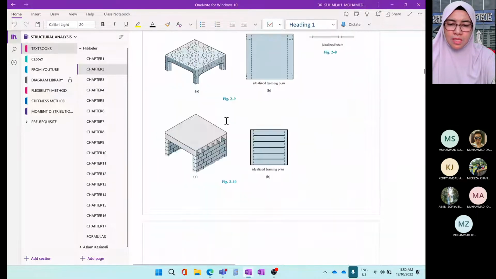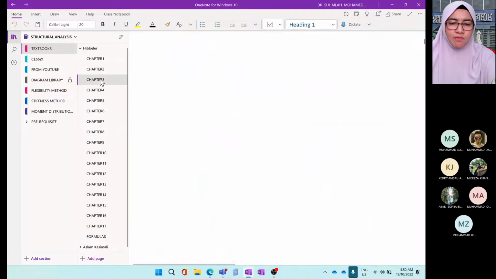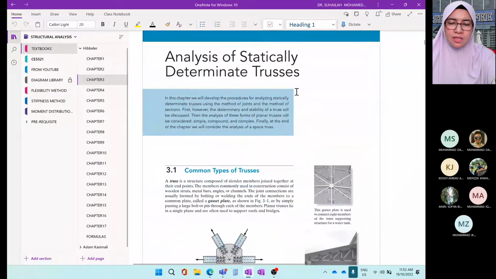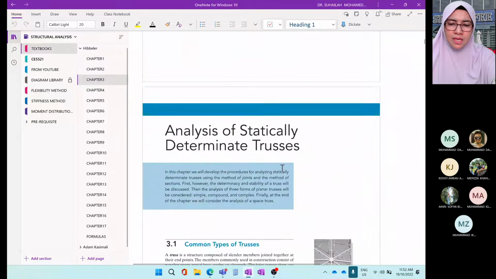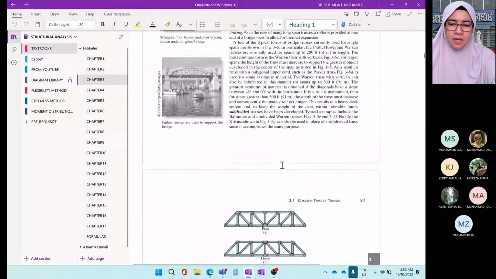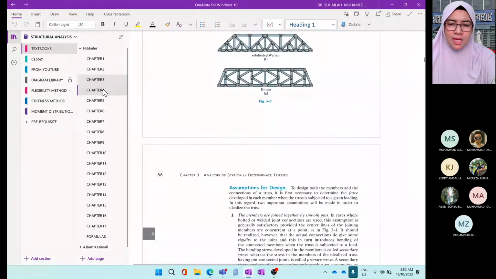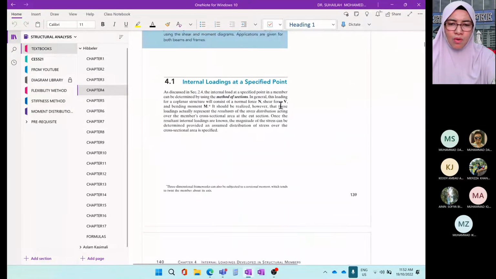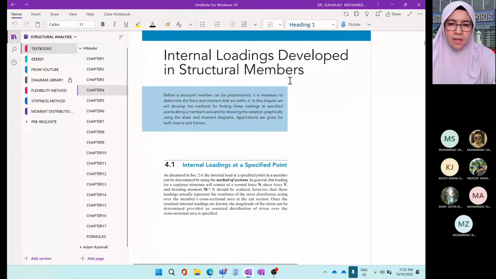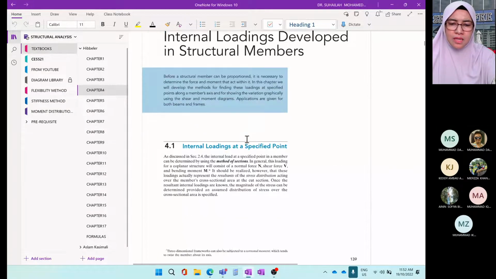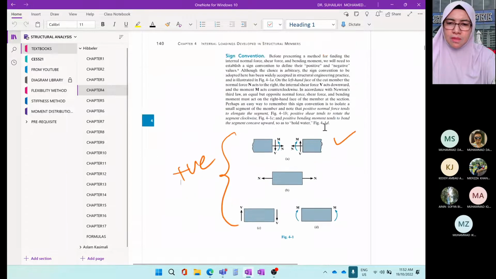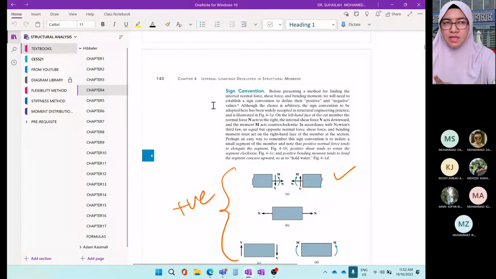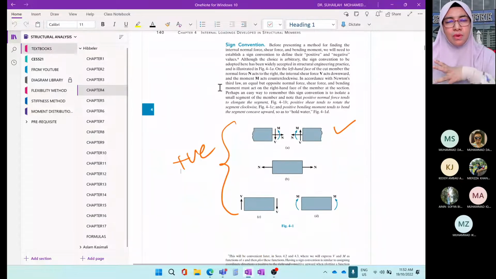So tapi dalam sini yang mana yang penting for this course, okay, ada determinate structure and determinate thrust analysis if you want to refer, if you need to do so. Tapi kat sini saya nak highlight dekat chapter number 4 under internal loading. Internal loading ni about cutting section, about sign convention and cutting section, especially when you want to write moment equation, which sign convention actually that you need to follow.